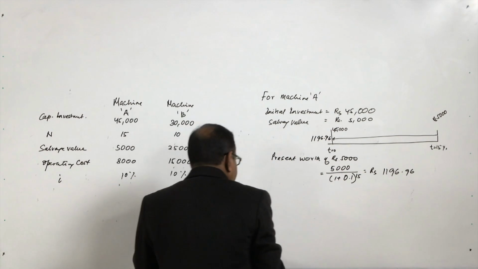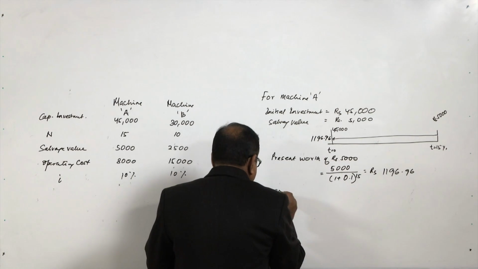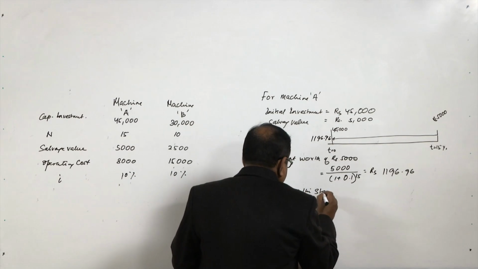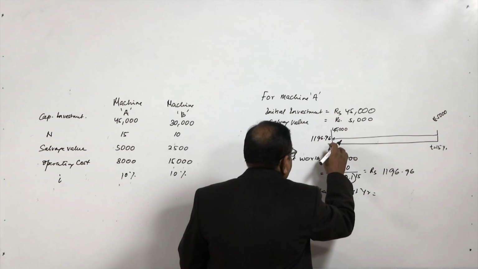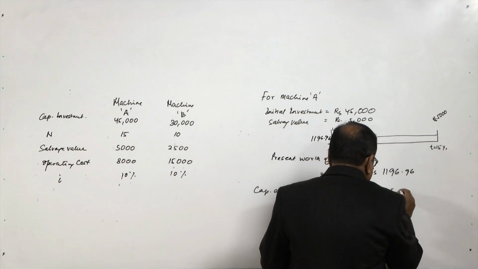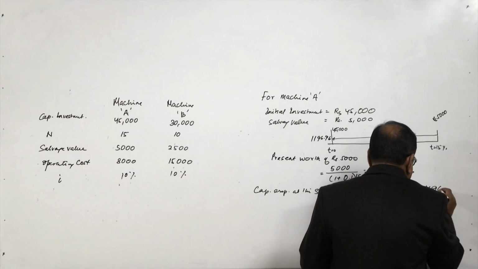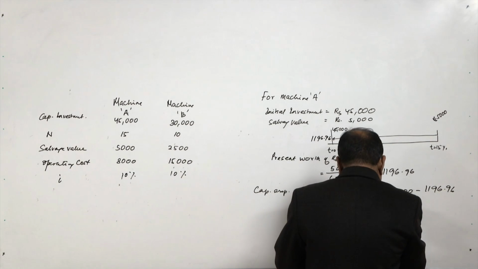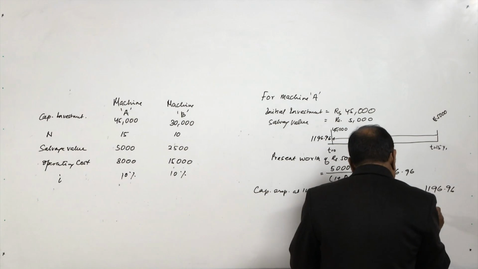So, the capital expenditure at the start of the first year is equal to 45,000 minus 1196.96, which comes out to be rupees 43,803.04.